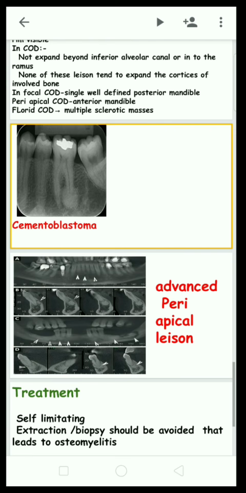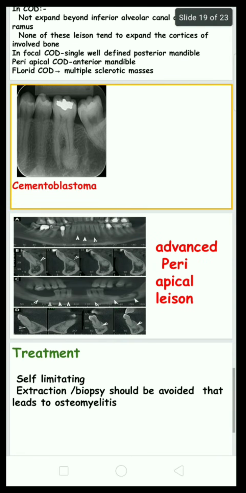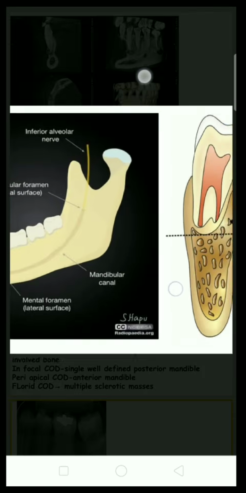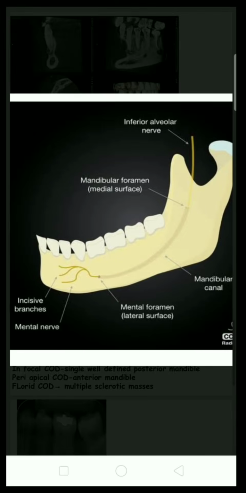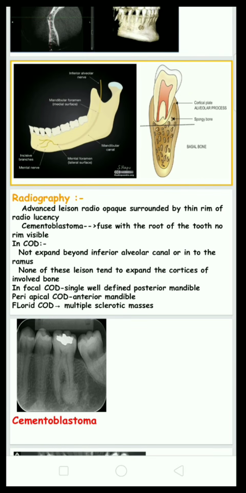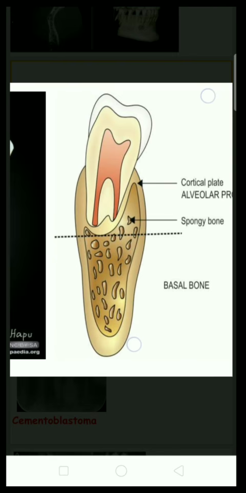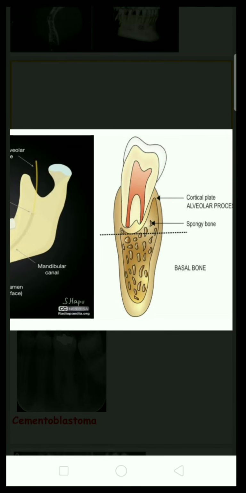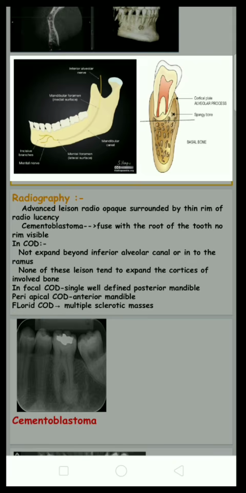In cemento-osseous dysplasia, these lesions do not extend beyond the alveolar canal, only up to the alveolar canal. None of the lesions expand the cortices. So it is self-limiting, not expanding beyond the alveolar canal and not expanding to the cortical plates.